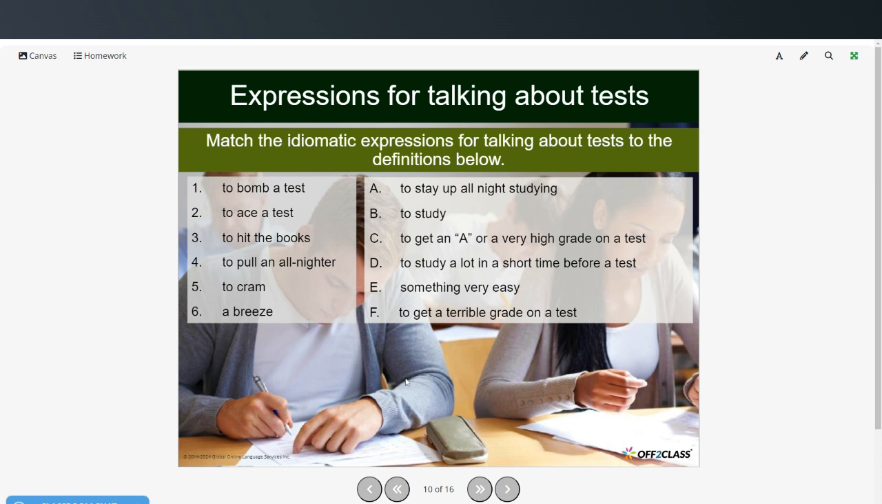All right, so expressions for talking about tests. Now we're going to try to match the idiomatic expressions for talking about tests to the definitions below. All right, to stay up all night studying is to pull an all-nighter.